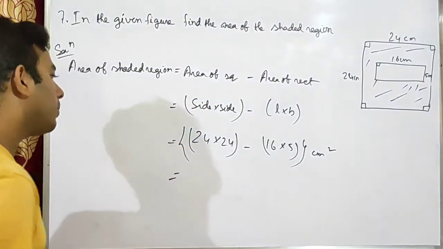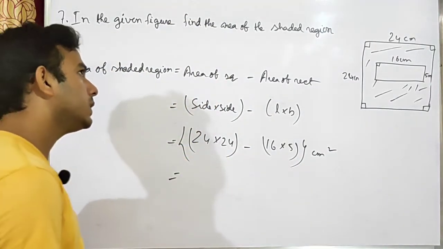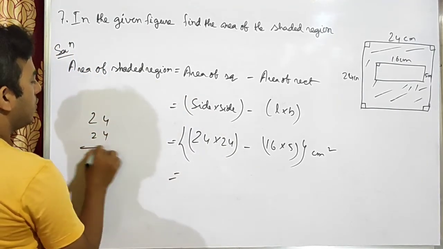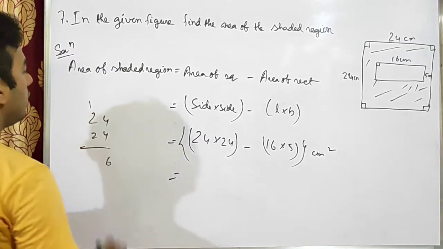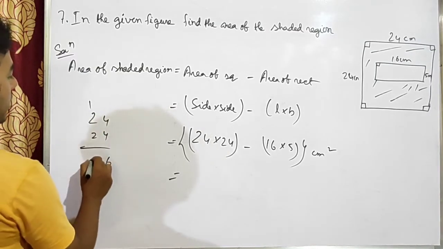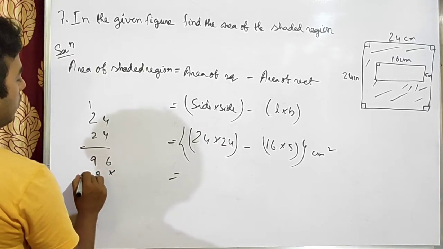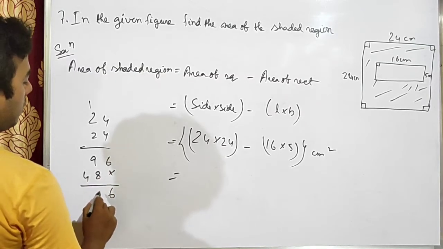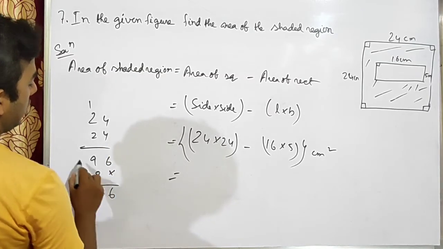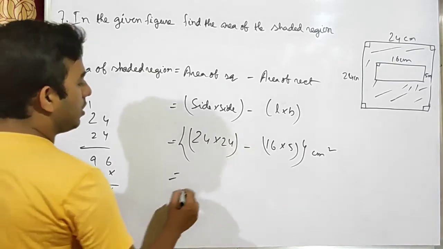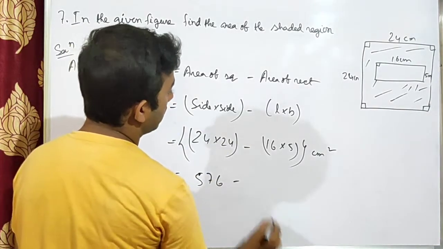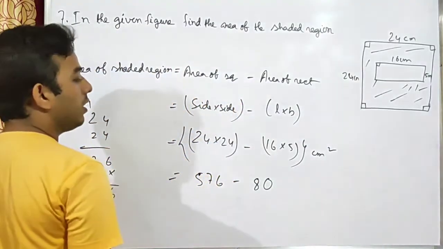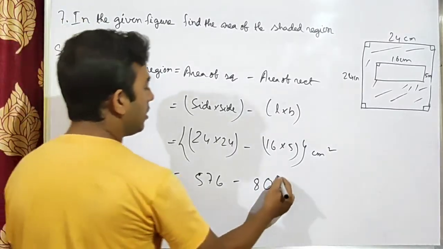Now 24 into 24 is how much? 24 into 24, let's multiply. 4 into 4 is 16, 1, 4 into 2 is 8, 9, 2 into 4 is 8, 2 into 2 is 4, 5, 7, 6. It is 576 minus 16 into 5, 80. Clear? Okay. So 576 minus 80 is how much?